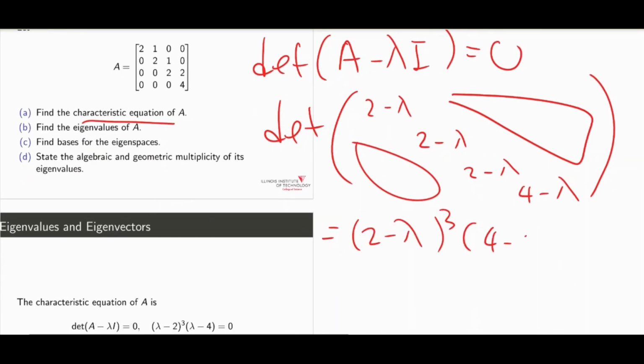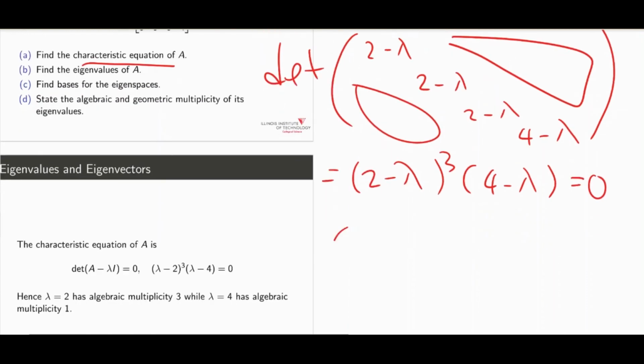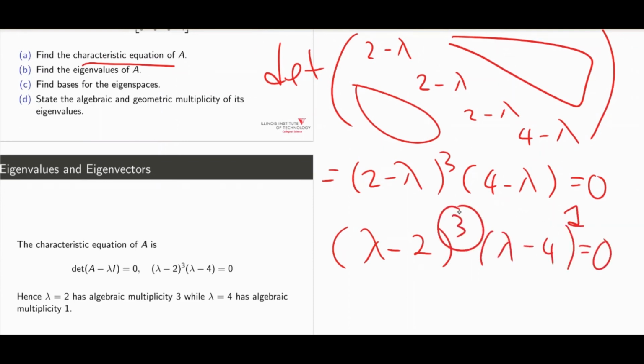So you have that. If you set it equal to 0, I can take out the negative and rearrange it so that I will have this equal to 0. So immediately from here, you will see lambda equal to 2 has algebraic multiplicity 3. And also from here, you will see lambda equals 4 has algebraic multiplicity 1.